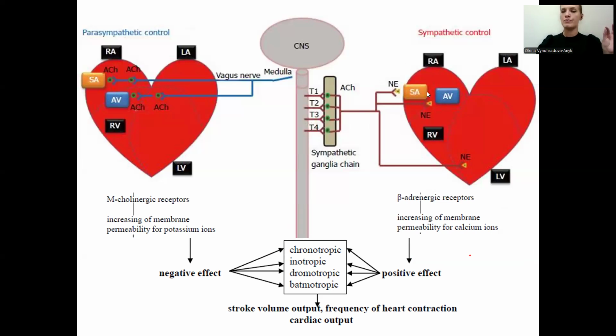First of all, it has influence on the sinoatrial and atrioventricular nodes, and also on the contractility of our heart muscle. How does it work? Through the beta adrenergic receptors. On our conductive system, we have beta 1 adrenergic receptors. Beta 1 adrenergic receptors increase membrane permeability for calcium ions.